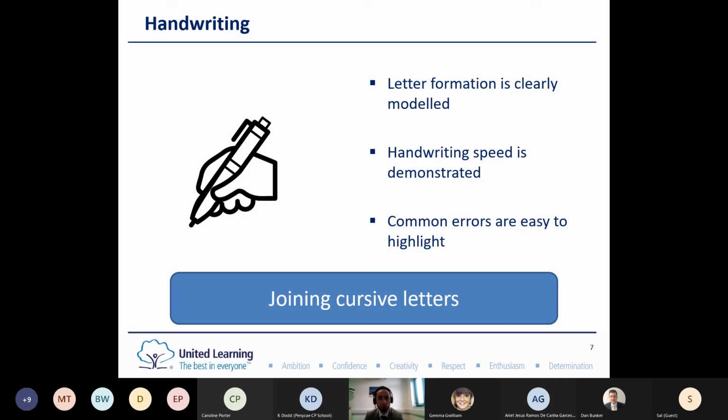Beyond that, using a visualizer for handwriting, we can clearly model how letter formation should look and how it should take place. Handwriting speed can be demonstrated well, and common errors are easy to highlight. So I've just got three examples that I'd like to share of joining cursive letters. In order to do this, I'm going to switch back to the visualizer.